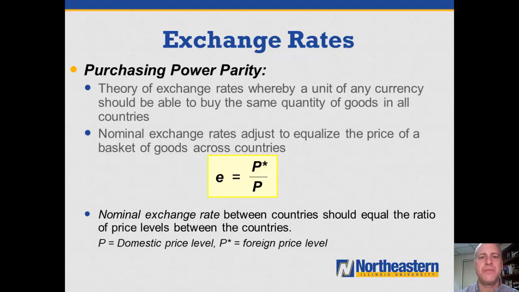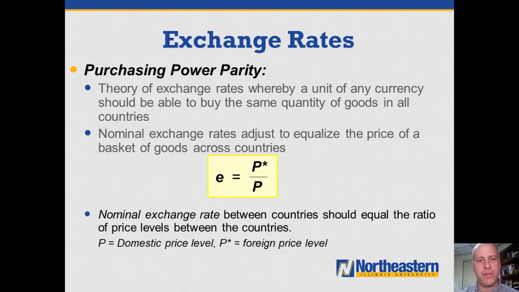What economists have done to account for some of these differences in real exchange rates and in prices across countries is to think about something called purchasing power parity, and use measures of purchasing power parity to examine differences in the real cost of a bundle of goods and services across different nations. So purchasing power parity is an explanation of exchange rates where a unit of currency should be able to buy the same quantity of goods in all countries, right?